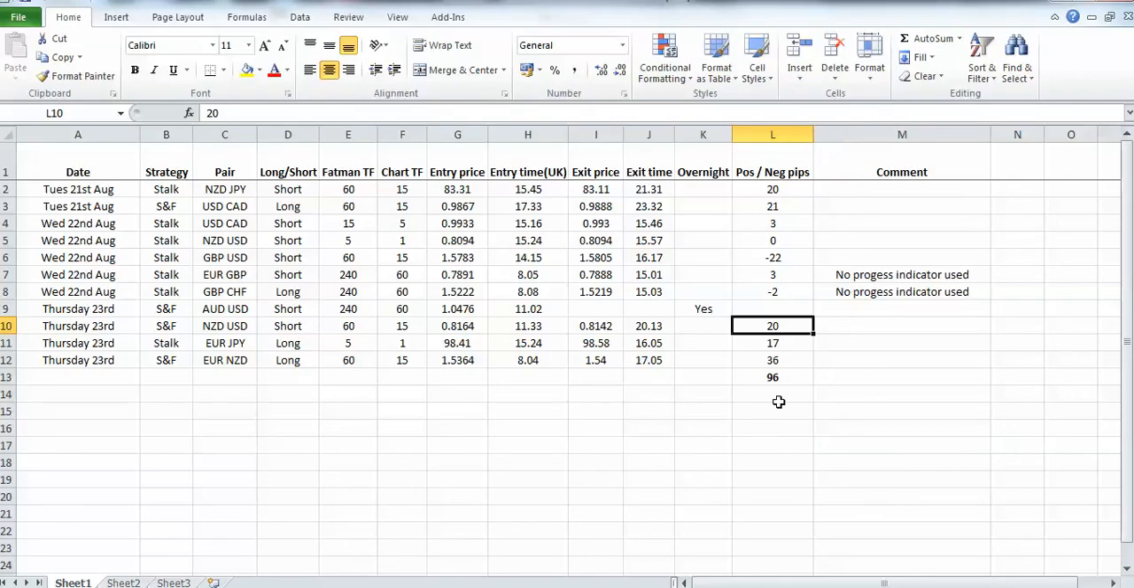So far this week, 96 pips of profit, which is quite healthy, with another trading day to go there.